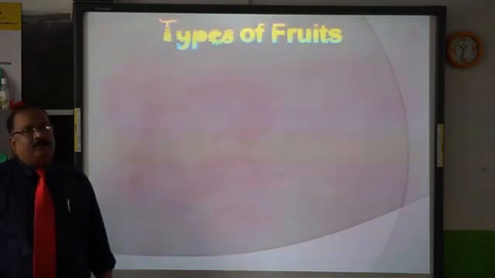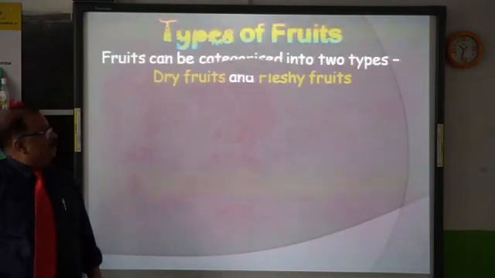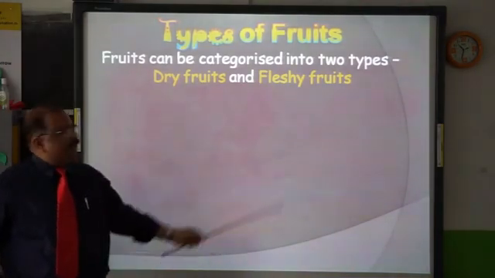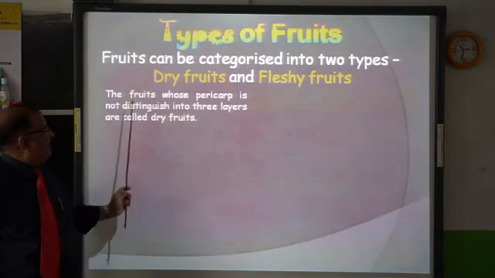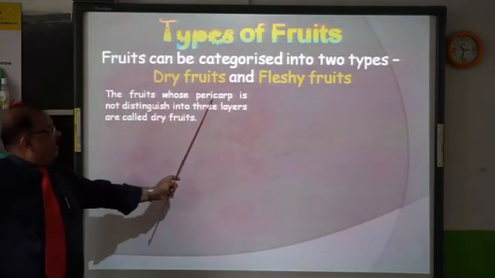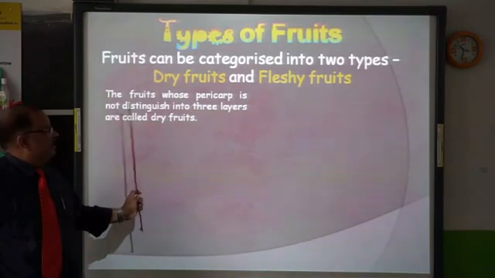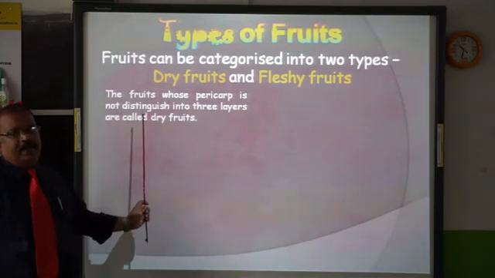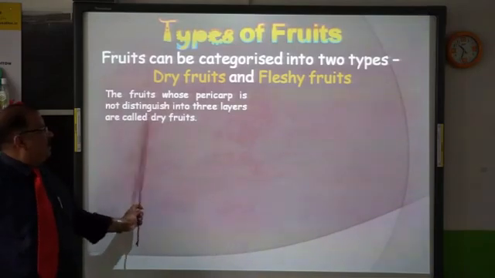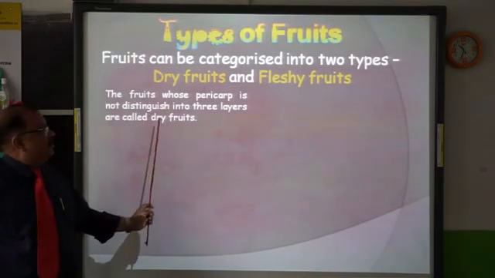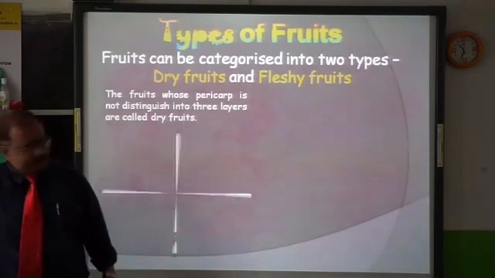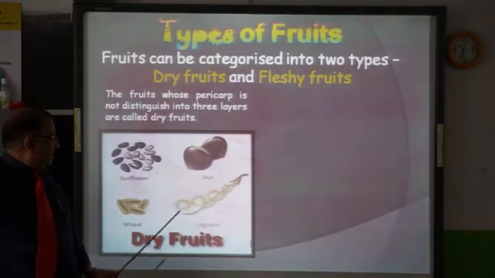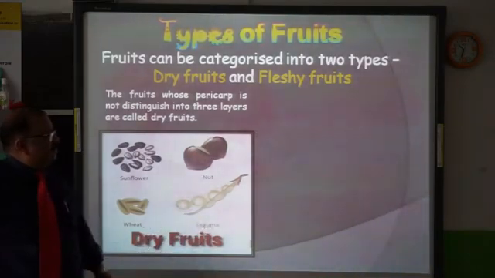Now types of fruits. So basically there are two types of fruits: dry fruits and fleshy fruits. So first we will be talking about the dry fruits. The fruits whose pericarp is not distinguished into three layers, that is epicarp, mesocarp and endocarp, are called dry fruits. So you cannot differentiate the pericarp. And these are the examples of dry fruit: sunflower, nut, wheat, legume, etc.